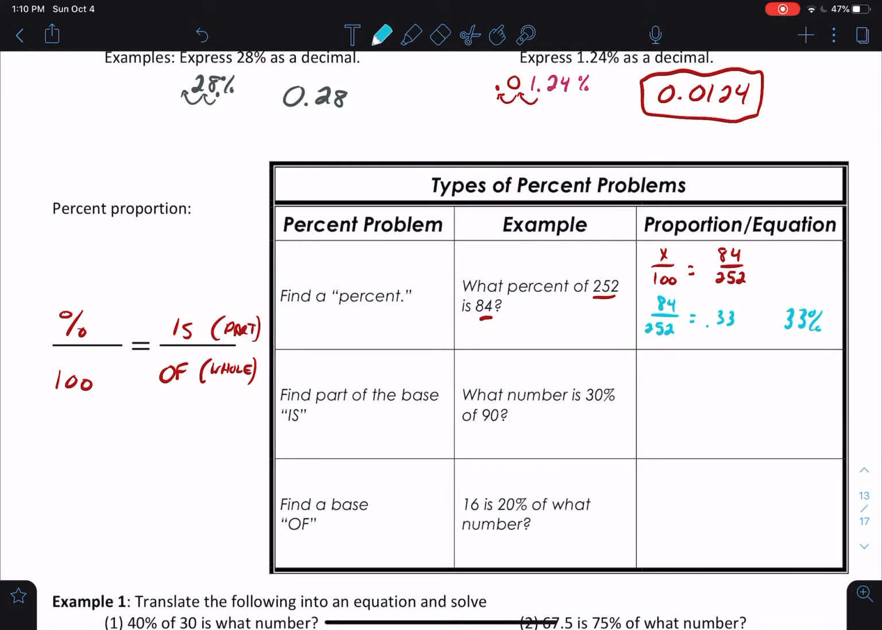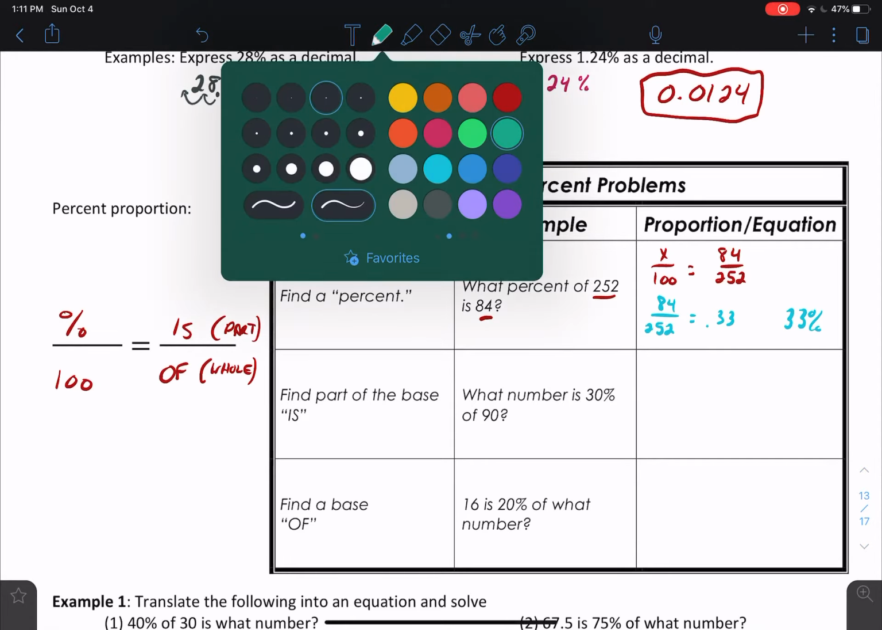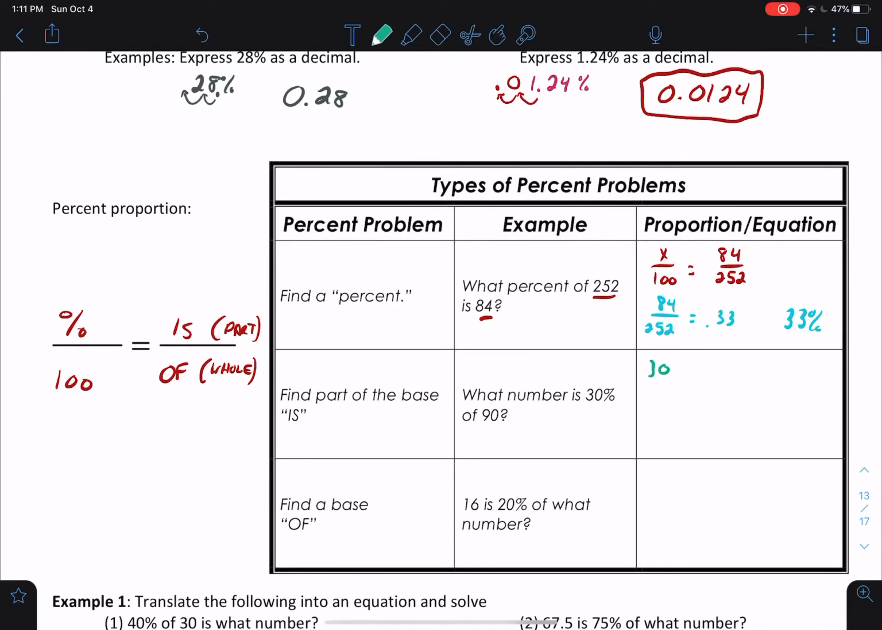So what about if we wanted to find part of the base? For example, what number is 30% of 90? So we see the 30%, so that's going to be out of 100.